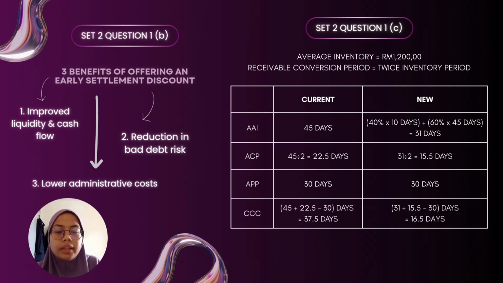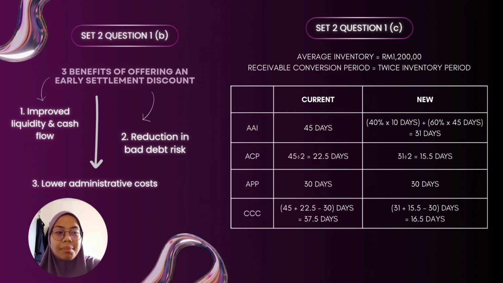For question B, give three benefits of offering an early settlement discount. The first one is improved liquidity and cash flow. By encouraging customers to pay within 10 days instead of 45 days, the company receives cash much sooner. So this reduces the reliance on expensive external financing like the bank overdraft.